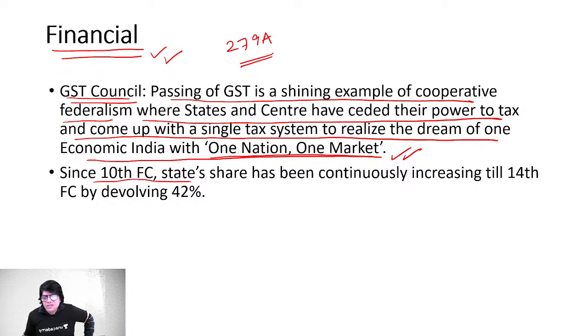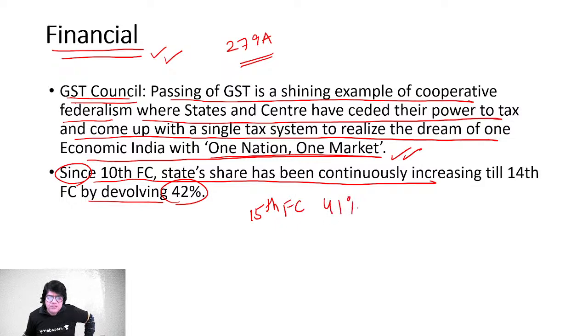And since the 10th Finance Commission, the state share has been continuously increasing. We know that the 14th Finance Commission devolved 42%, called vertical devolution. And then the 15th Finance Commission devolved 41%, which is almost the same as 42%. But this 1% reduction, of course, is because Jammu and Kashmir is no longer a state but a union territory now, after the reorganization of Jammu and Kashmir into two union territories, Jammu and Kashmir and Ladakh, as we all know. Therefore, this vertical devolution has been constantly increasing.